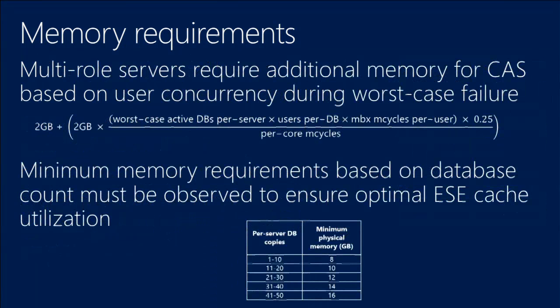Around multi-role, I'm not going to go into detail on the formula. There's a formula for figuring out how much memory you need to add for CAS if you're deploying multi-role. It's based on the number of active mailbox CPU cores in worst case failure, given that CAS requires 2 gigs of memory base plus 2 gigs for every active core. That's how CAS memory is sized. This formula lets you figure out what that looks like for a multi-role server.